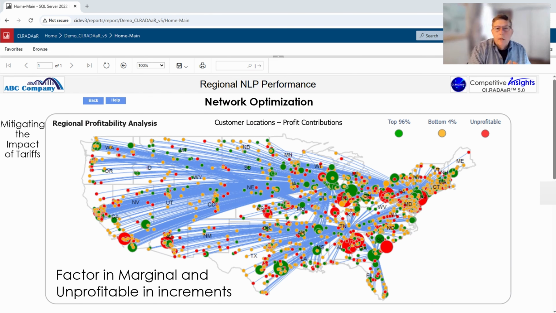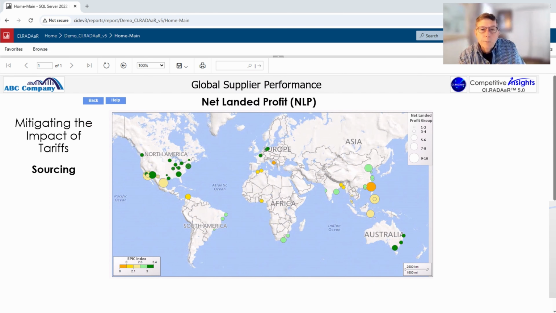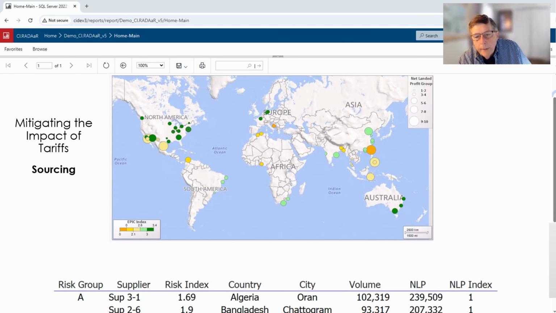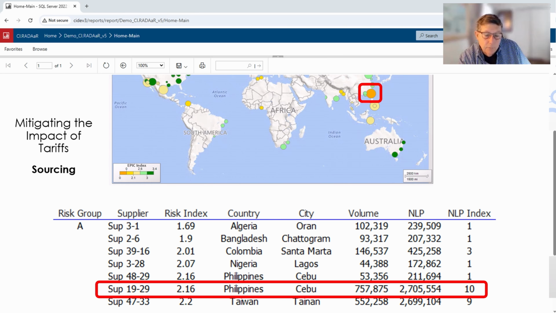So now you can go to the supplier side. And on the supplier side, now we're taking the profitability of every SKU back to the suppliers that are actually making them around the world. Again, finished goods, right? See the orange dot over there to the middle right. So we say, all right, well, that's a really profitable supplier. I've got a tariff strategy. I need to do something to protect that profit.